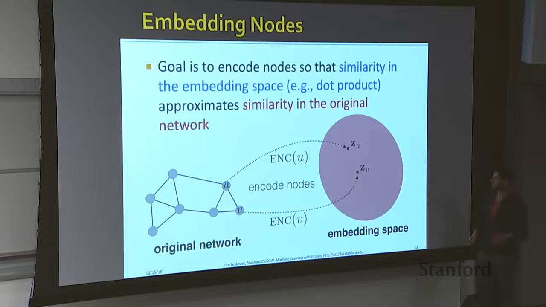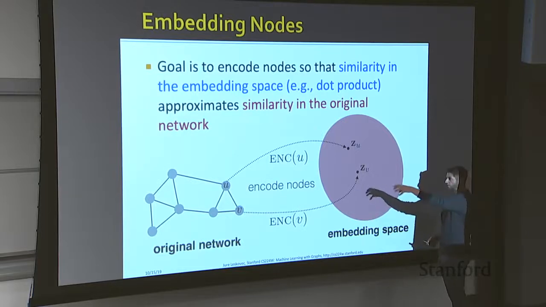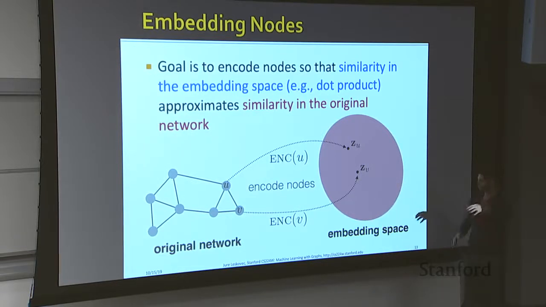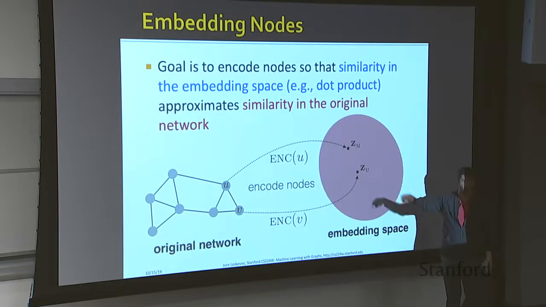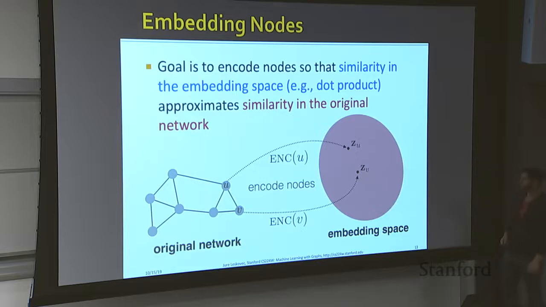So the two definitions have to go side by side. You need to first decide what kind of similarity you want to capture in your original network, and then you can produce your encoding function. The techniques that we're going to be seeing today will not only try to capture the adjacency, but we're also going to be seeing the structural roles, so you will get a full overview.